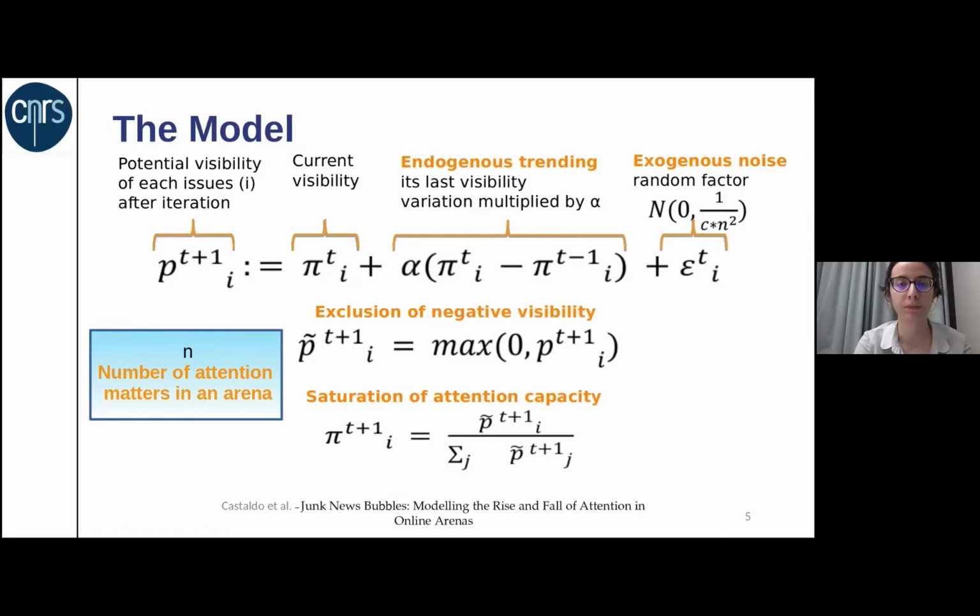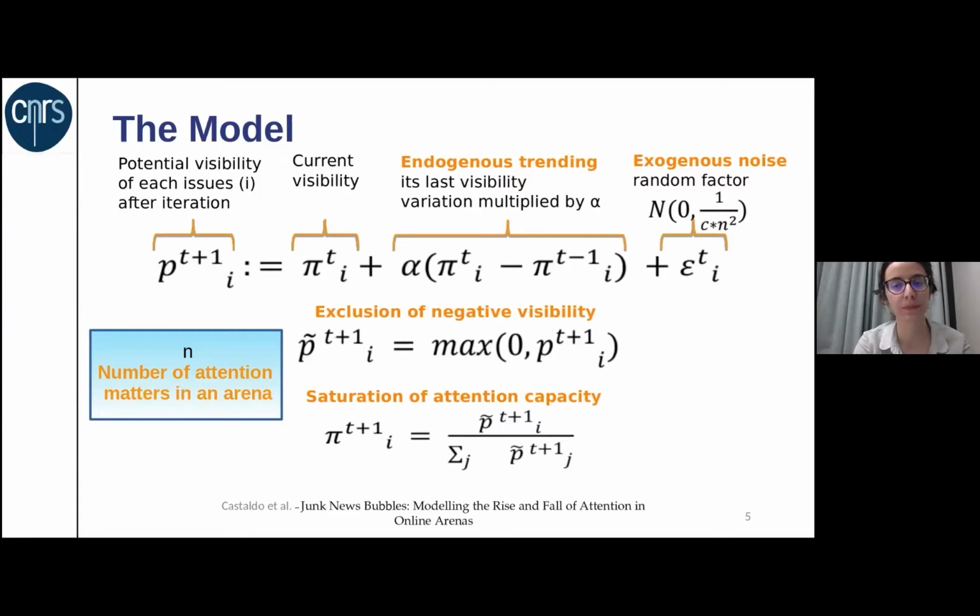As we can notice, this potential visibility might have negative values in the case in which exogenous noise is negative and bigger than the rest of the equation. In that case, in order for visibility to make sense, we should set those negative values to 0. At the same time, to meet the constraint of the fixed attention over our arena, at each time step, we need to normalize this potential visibility in order to get the real visibility.